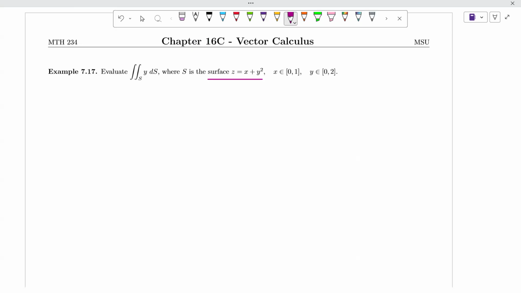So we want to make sure that we identify the surface first, which here it says pretty explicitly, S is the surface z equals x plus y squared. So g is x plus y squared. And that's the thing that I'll go take partial derivatives of. So g partial x is 1, g partial y is 2y.